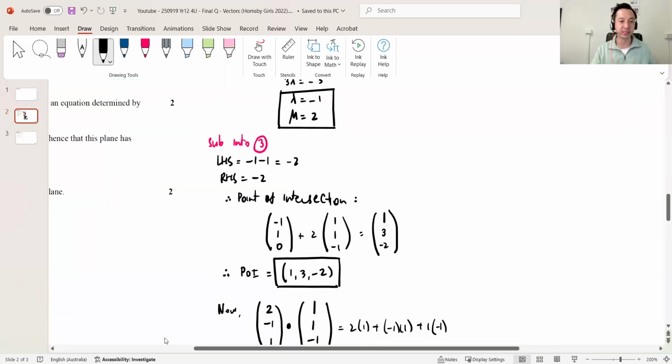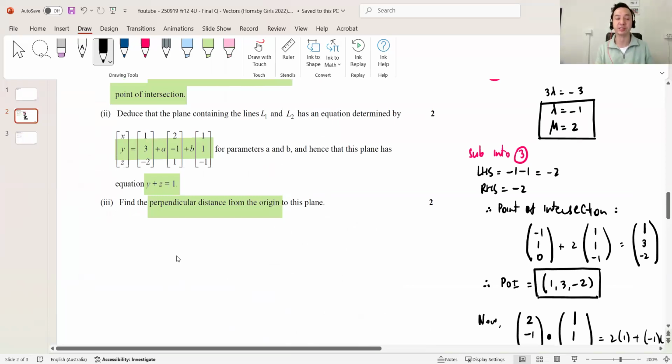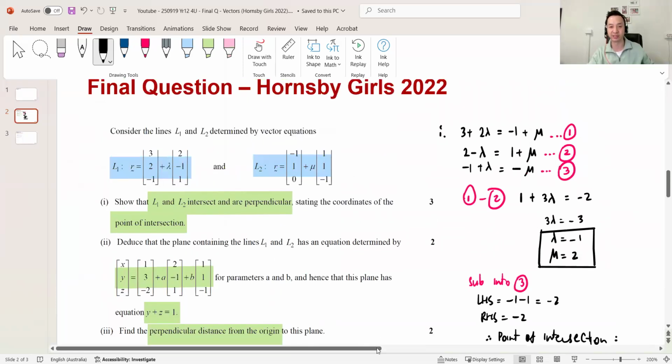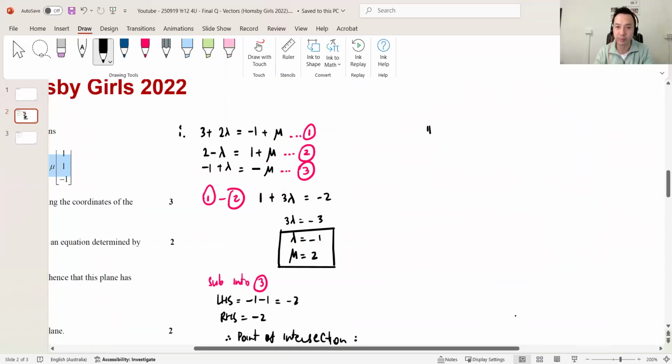Now, the second part here is a bit technical, so it needs a bit of explanation. Deduce that the plane containing the two lines, so picture two lines in three-dimensional space, has that equation, and then when I solve for A and B, I get y plus z equals 1. The best way for me to illustrate this, and actually part of your answer for part 1, is, can you picture if I have 2 points in space, and there's a vector equation from A? So imagine a three-dimensional space. Let me try to illustrate this with a diagram.